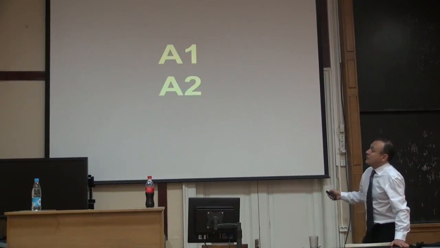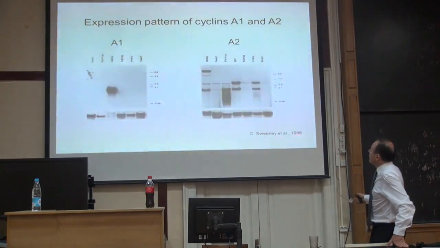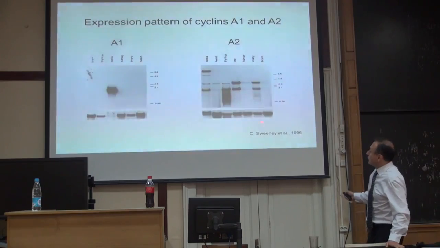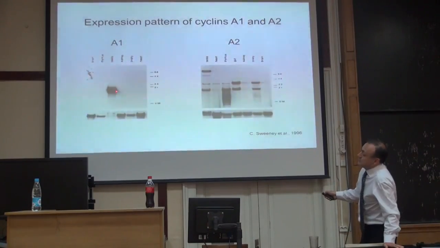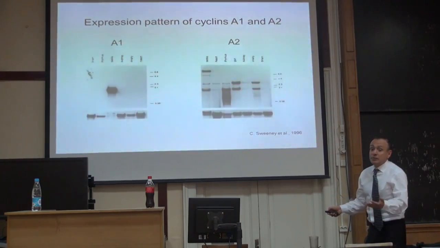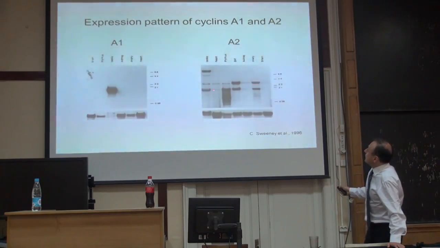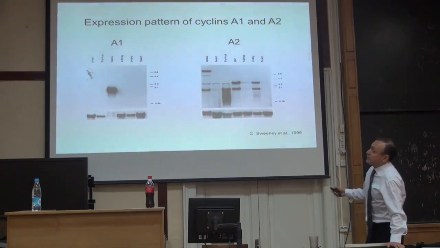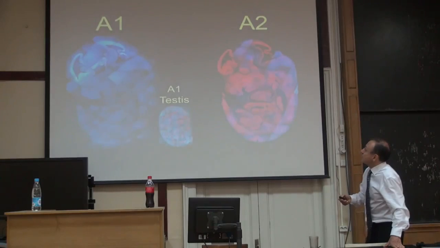Cyclin A1 is actually expressed only in the testes, and this is a paper that is not our work. I borrowed it from somebody else's publication, and this is, I think, Western blotting, where you can see that cyclin A1 is only in the testis. This is testis specific, and people made the knockout of cyclin A1, and there's no phenotype anywhere except for male infertility, which makes sense. Cyclin A2, on the other hand, is expressed everywhere, and this is the S phase kinase. This is the cyclin that drives the S phase.